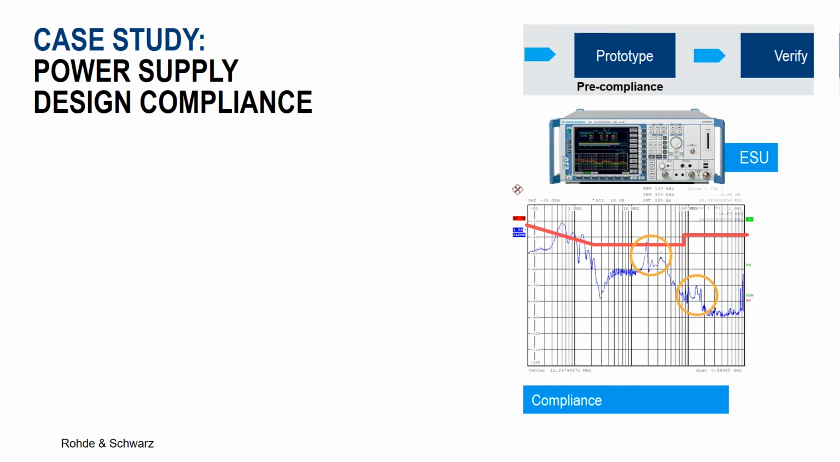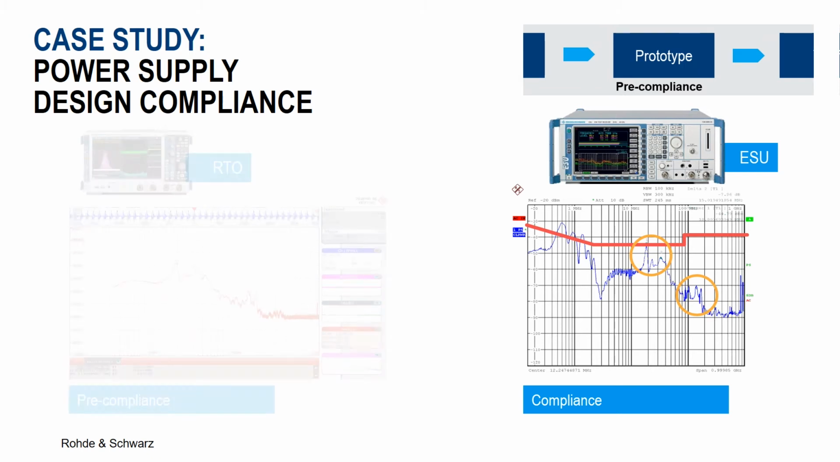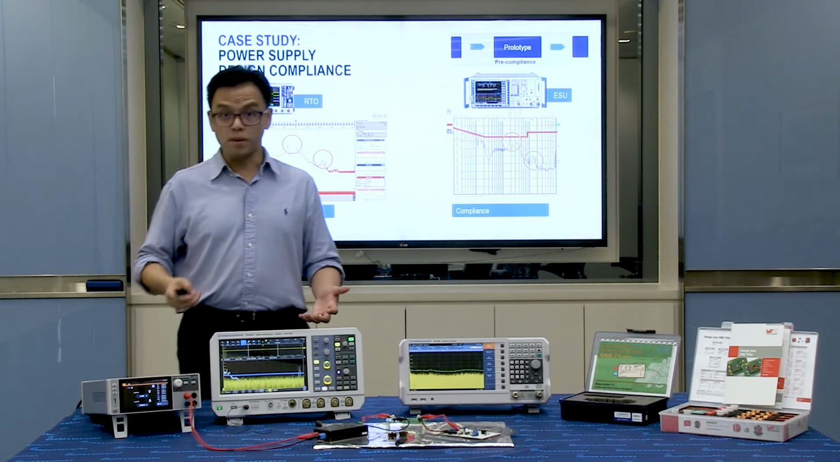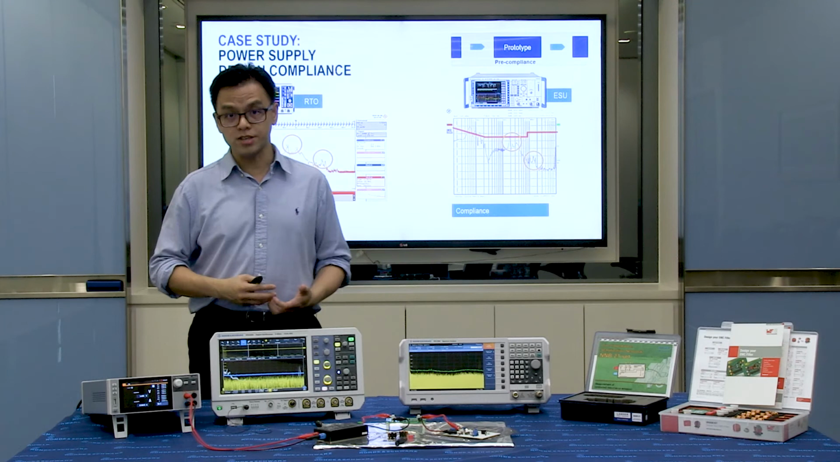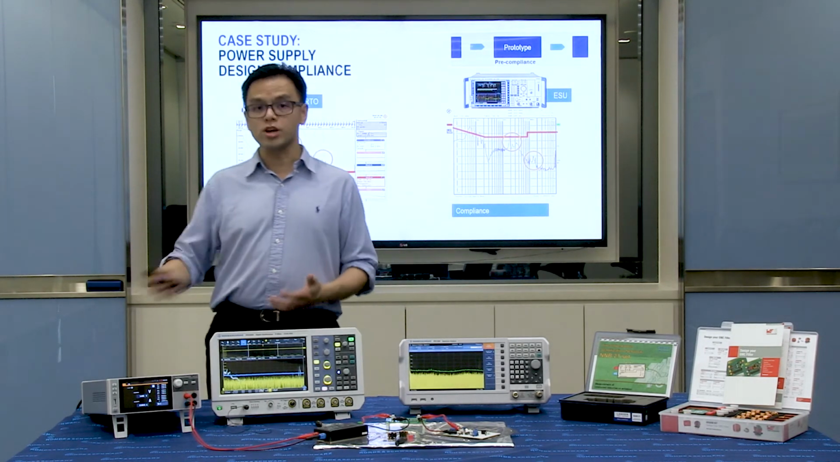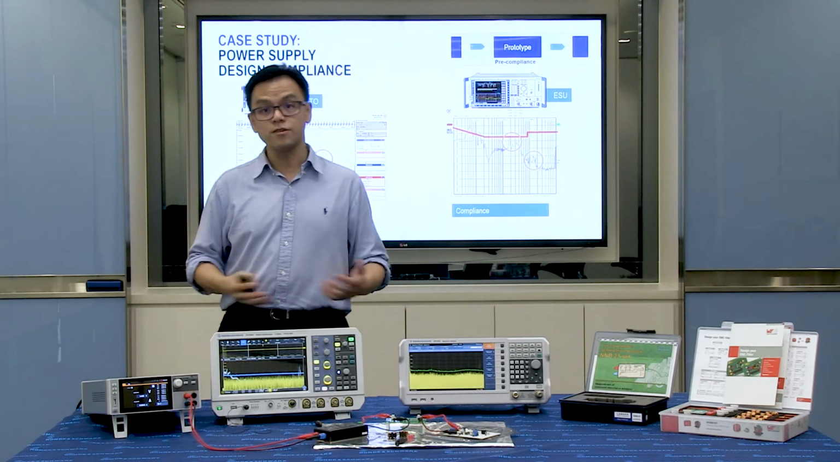If we were to debug this in a pre-compliance setup, a scope can also recreate a similar result to identify key emission frequencies. While the scope lacks in sensitivity and dynamic range, it makes up for it by being easily available in the lab for R&D to perform pre-compliance and verification for debugging.